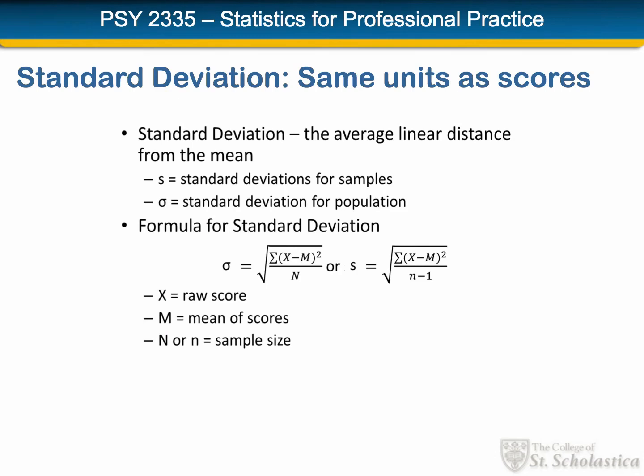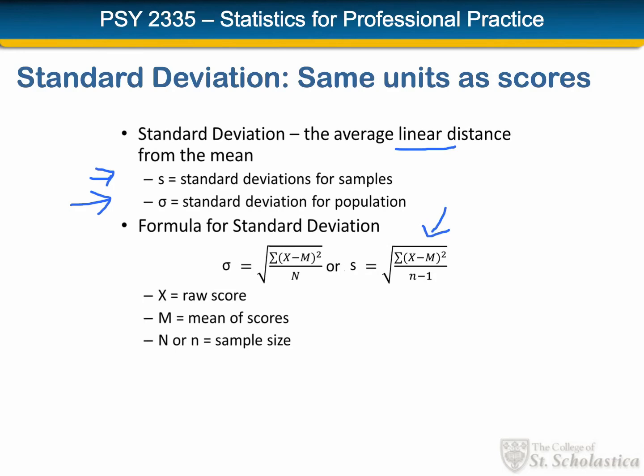The standard deviation is defined as the square root of the variance, which gives us the average linear distance from the mean. Linear because we're no longer in those squared units. The symbol for the standard deviation when we're working with a sample is S. When we're working with a population, it's the Greek letter sigma. So you can see that the equation for the standard deviation is exactly the same as the variance equations, with the addition of the square root symbol around it.